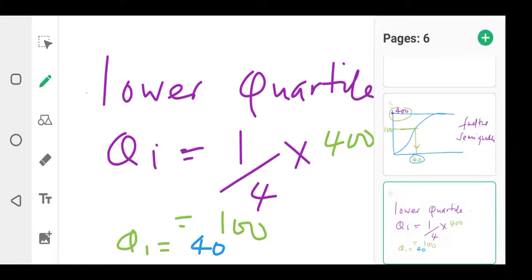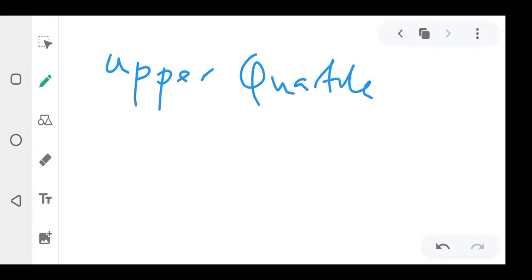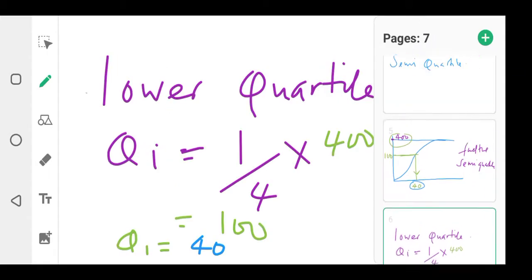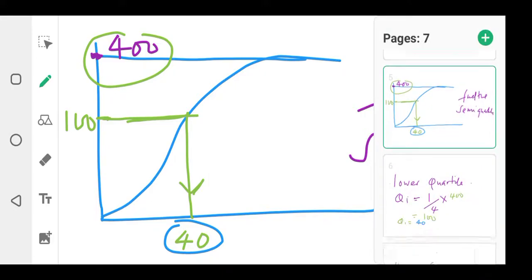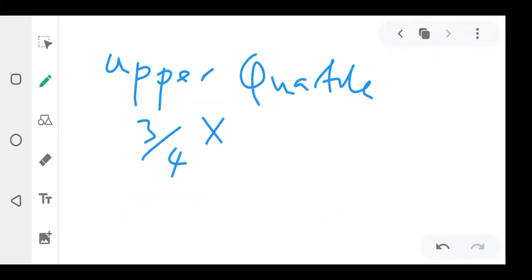After finding the lower quartile, you find the upper quartile, which is 3/4 times the highest. What is my highest number on the graph? 400. You remember the highest number? 400. I do the same thing that I did. I multiply by 400.